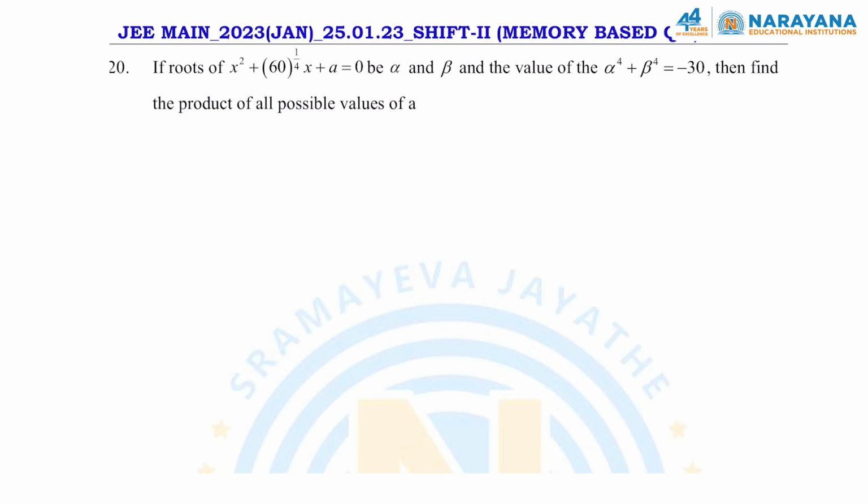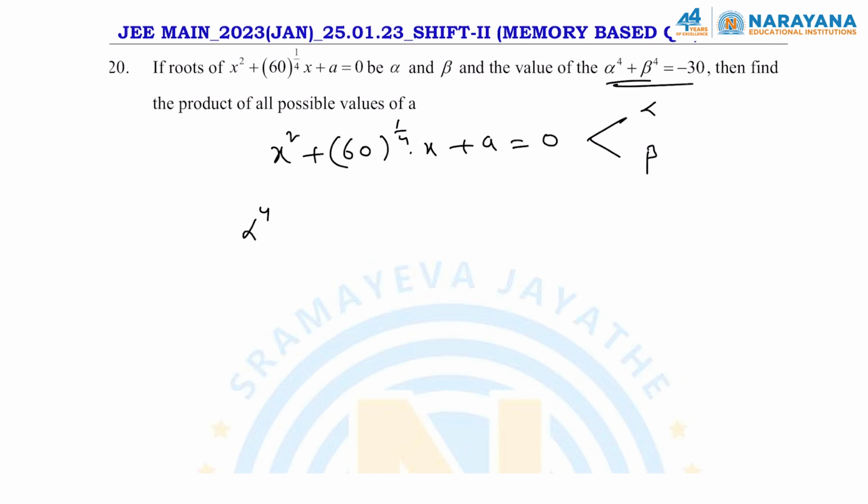Next, the last question. If the roots of x square plus 60 power 1 by 4 into x plus a equal to 0 are alpha and beta, and the value of alpha power 4 plus beta power 4 is minus 30, then find the product of all possible values of a. So he has given the equation x square plus 60 power 1 by 4 into x plus a equal to 0, for which the roots are alpha and beta. He has given alpha power 4 plus beta power 4 equal to minus 30.